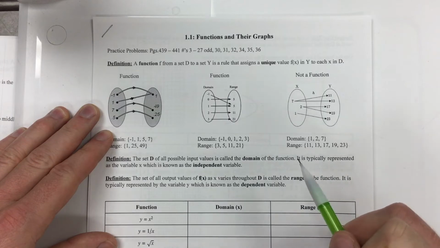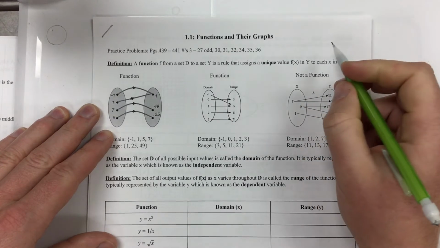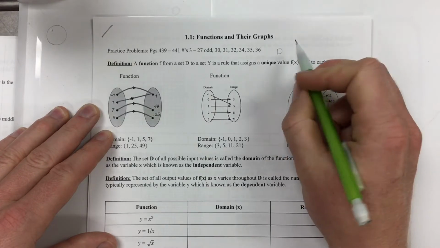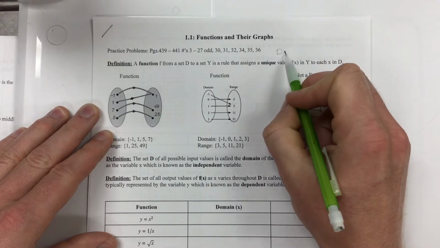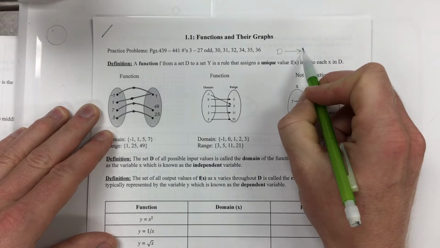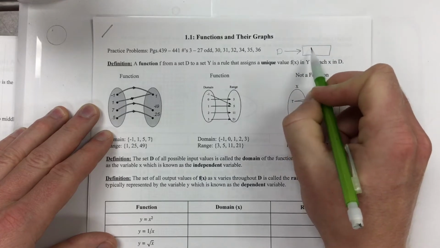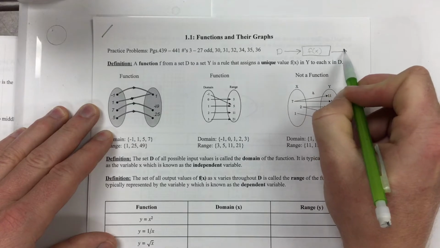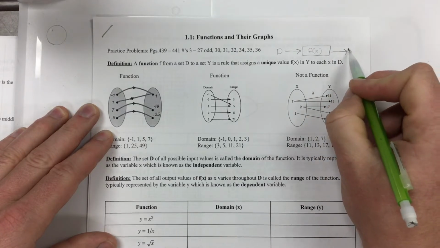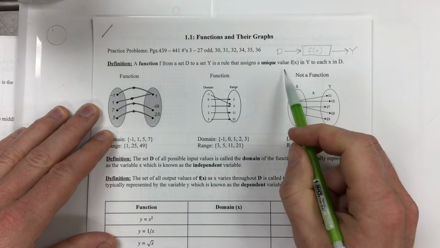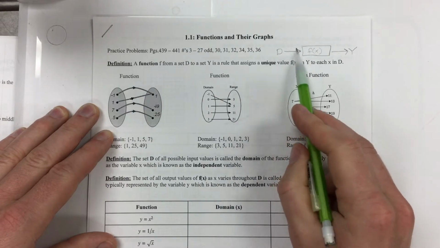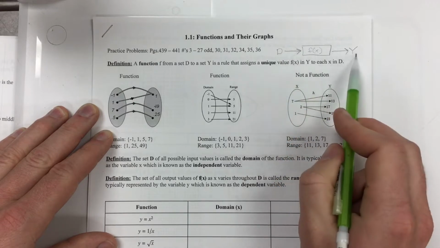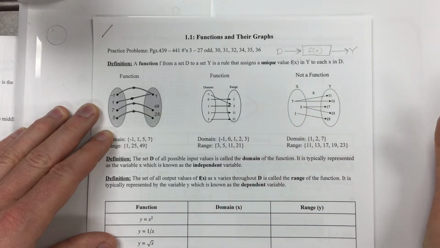So the relationship there would be that you would have an item from set D being thrown through the function, and then being mapped to set Y. So one specific element from set D will be mapped to set Y, and that's kind of the rule for a function.